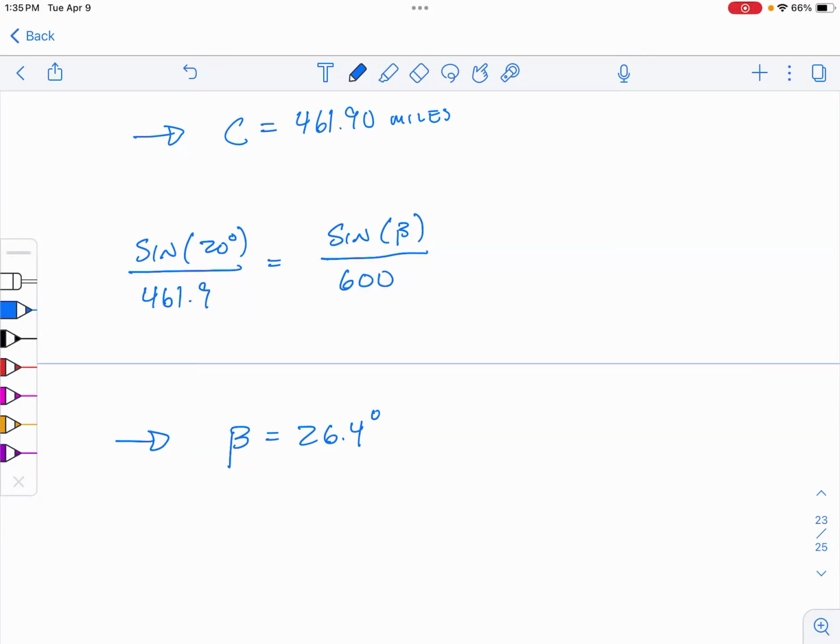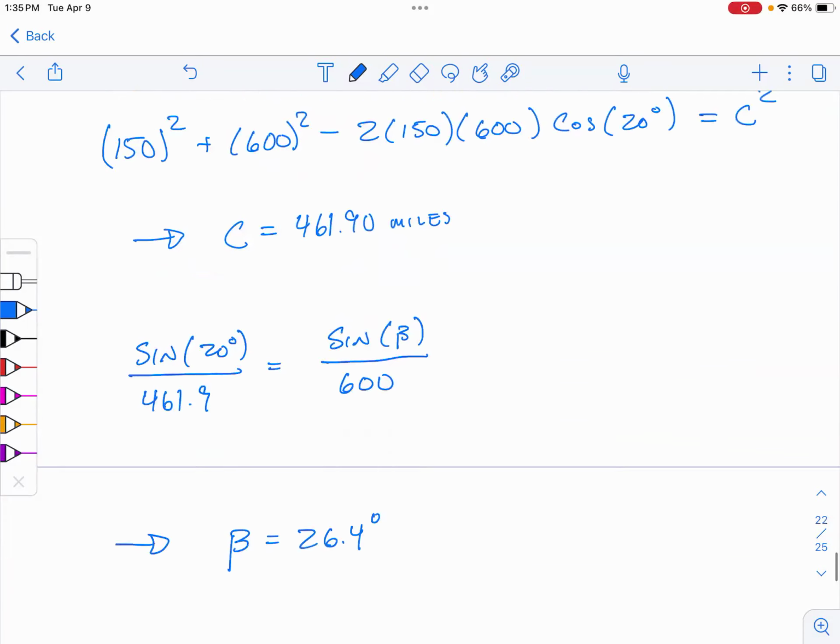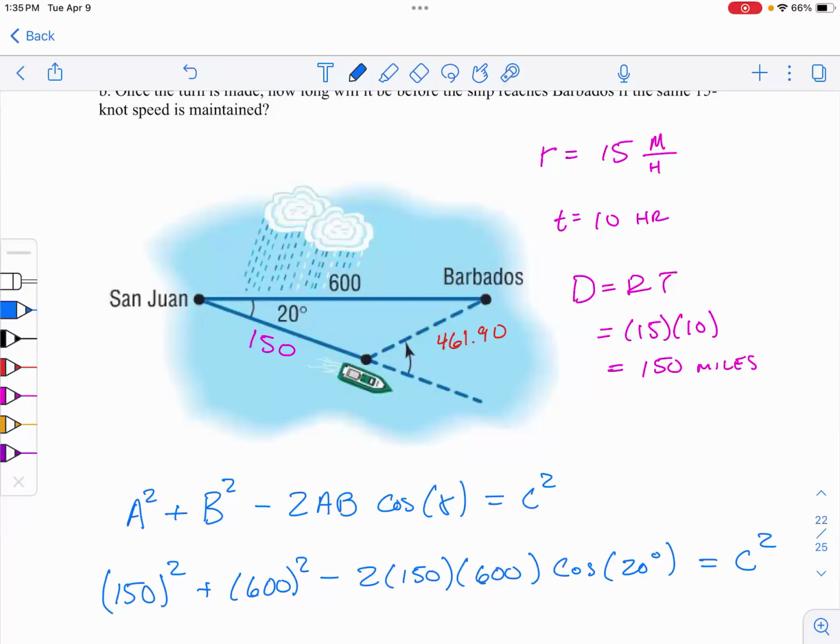Okay, and here's another thing we have to pay attention to in our calculation. When I do this in my calculator, sine of 20 divided by 461.9 times 600, inverse sine, we can do this in our calculator, easy peasy. It spits out 26.4. So if I put 26.4 here, we don't even have to calculate, we could just estimate. So let's see, 180 minus about 50, that's 130 degrees. Does this one make sense?